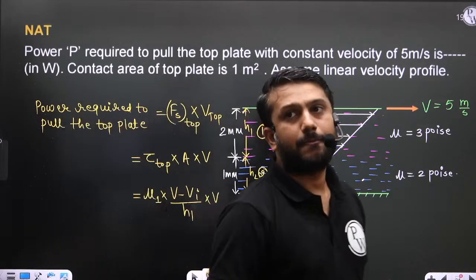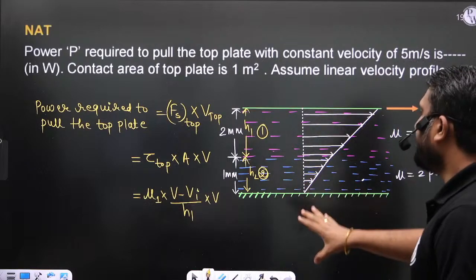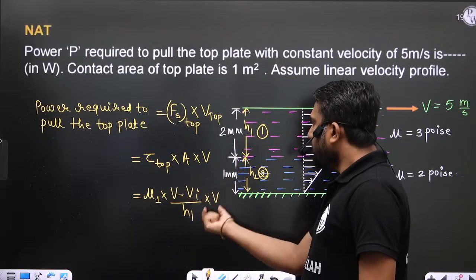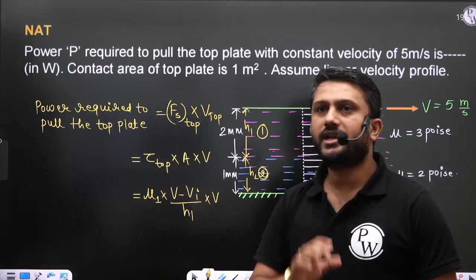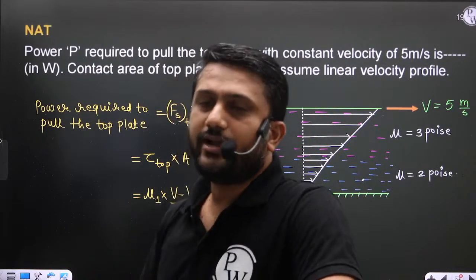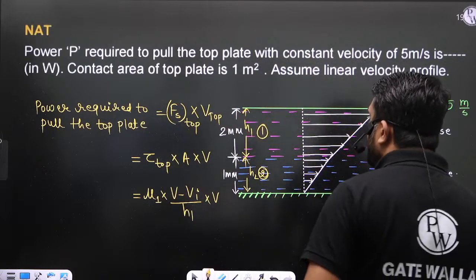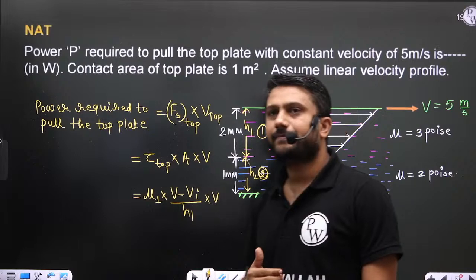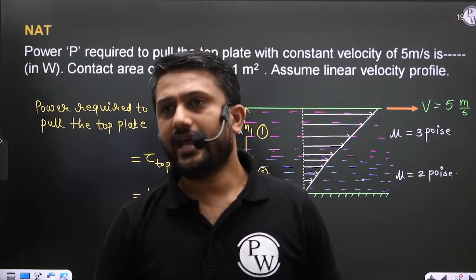Right, now in this expression, the only unknown is Vi. So calculate Vi. In this expression Vi is the unknown, so calculate Vi. So how do you calculate Vi?